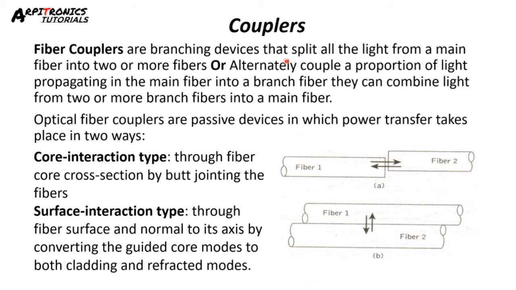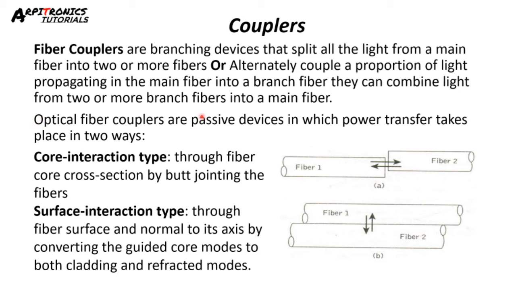Now couplers. Fiber couplers are branching devices that split all light from a main fiber to two or more fibers, or alternatively couple a proportion of light propagating in the main fiber into a branch fiber. They can combine light from two or more branch fibers into a main fiber.